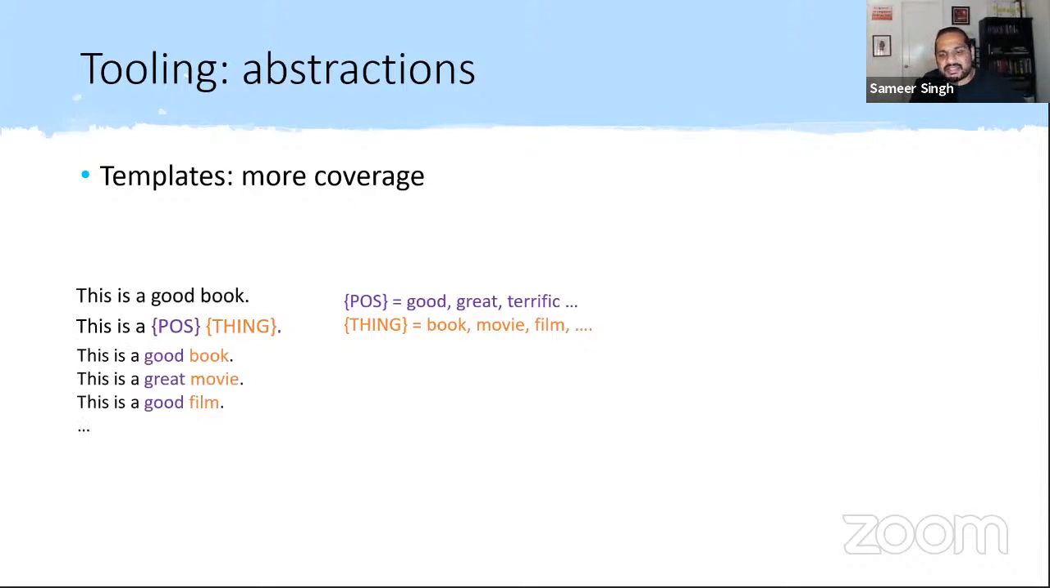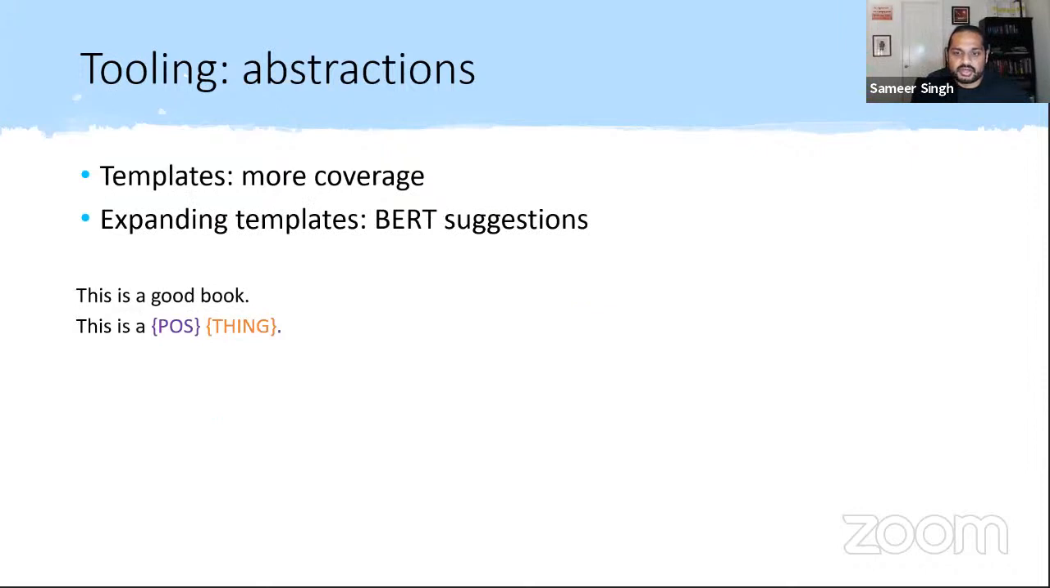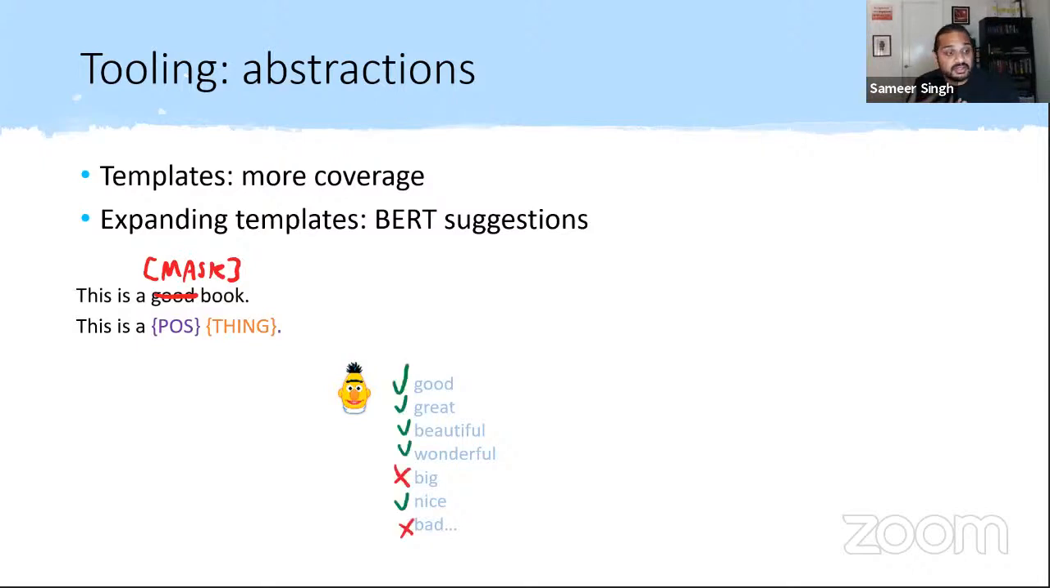We also extend this templating system to start using word suggestions. So we can still start from "this is a good book," but replace "good" with a mask and say, BERT, tell me what other words can go in here. And BERT will give you a list of all kinds of words. You can say, well, I'm going to pick a few that I think are relevant to be created as tests and strike out the ones that are not. And then that goes back, and you can create instances from that.